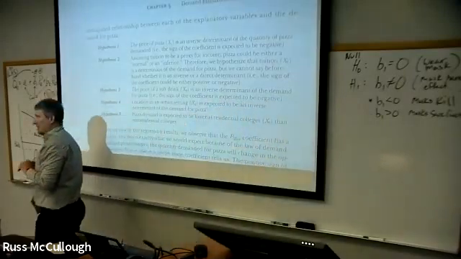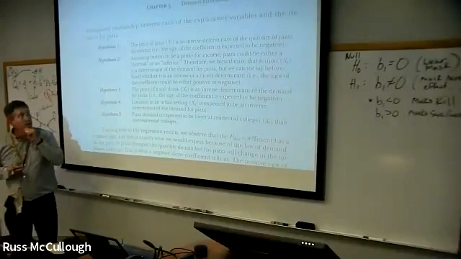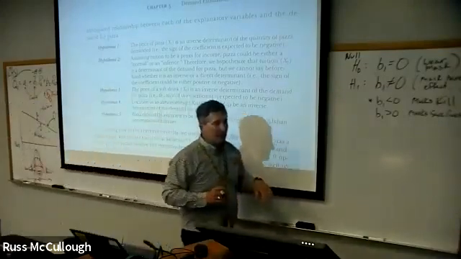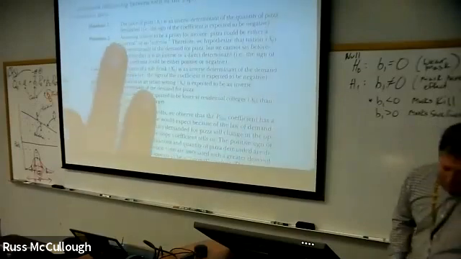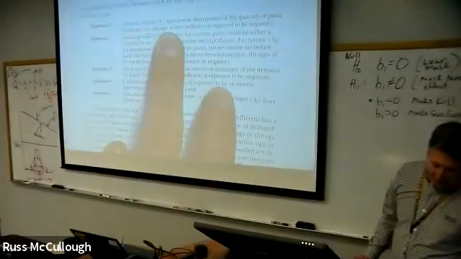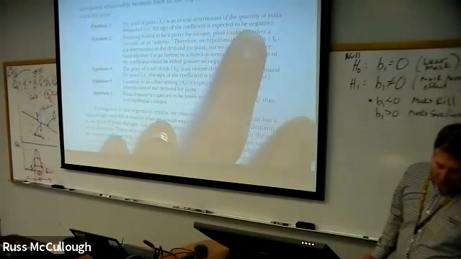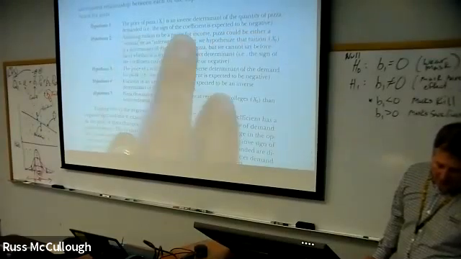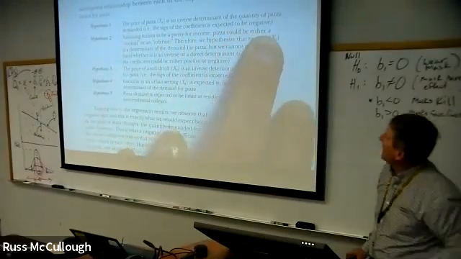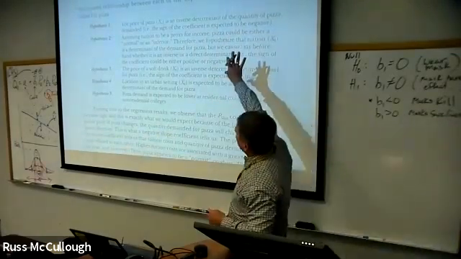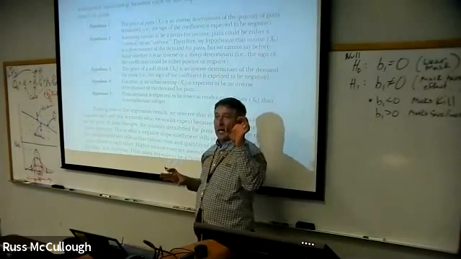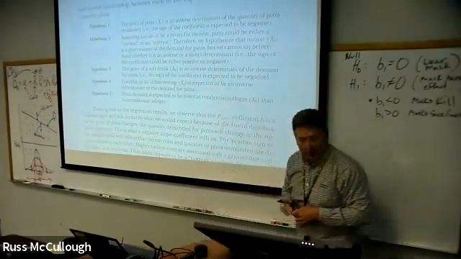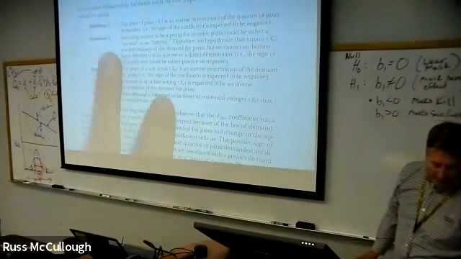Okay, questions or comments there? So here I put up on the screen, just to kind of motivate this a little bit more. Hypothesis 1, the price of pizza, x1, is an inverse determinant of the quantity of pizza demanded. The sign of the coefficient is expected to be negative. So one test would be that we specifically want that to be negative, right? We're looking for a negative sign.